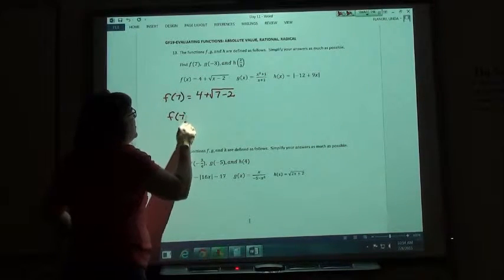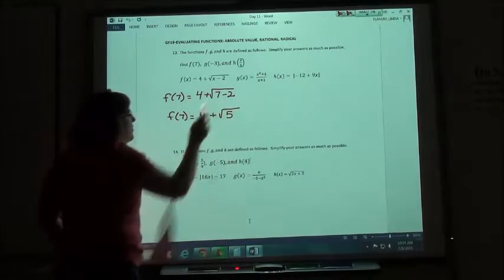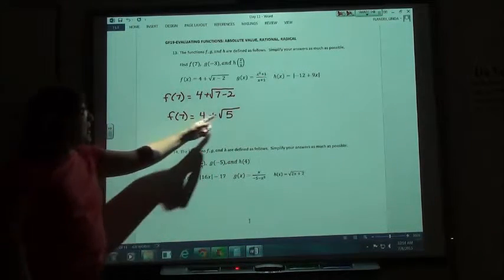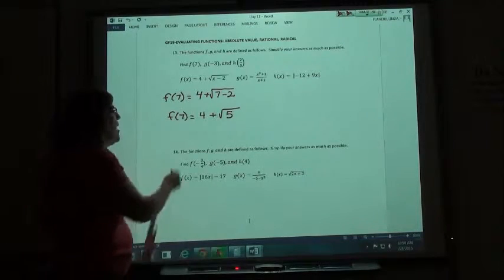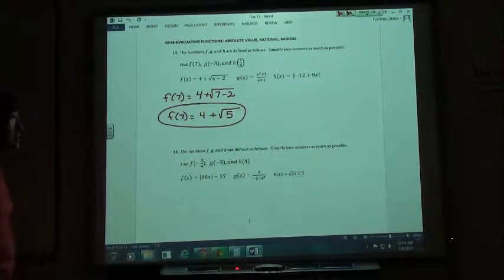So f of 7 is going to equal 4 plus the square root of 5. 7 minus 2 is 5. I can't simplify the square root of 5, so that's just going to be my answer. There's nothing else I can do to simplify that expression.